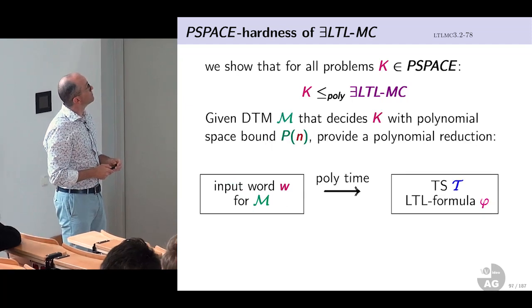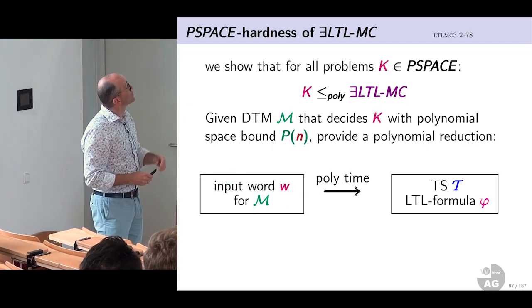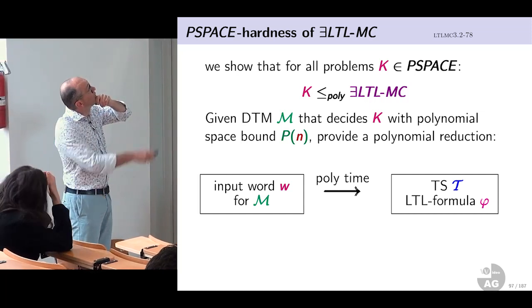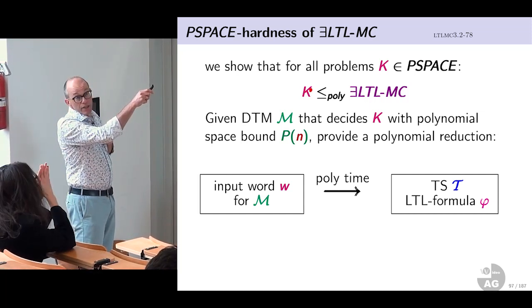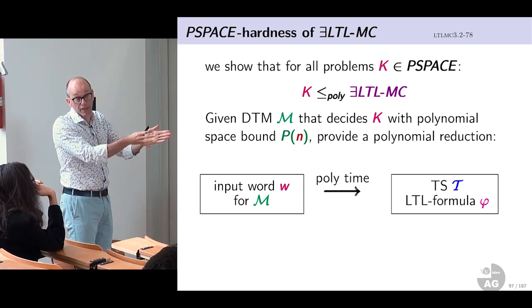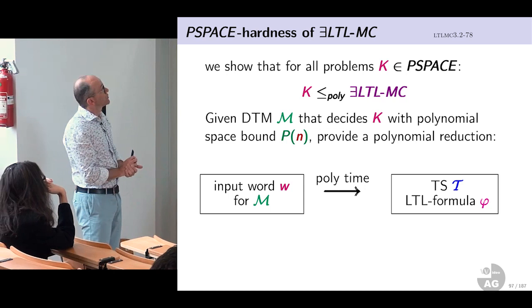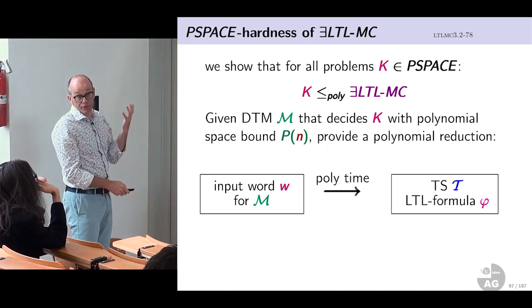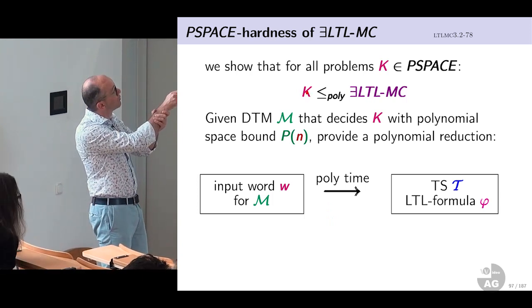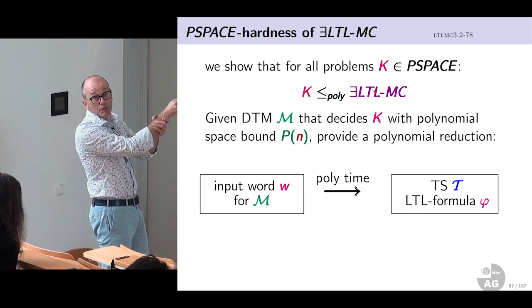Good. So what I'm going to show is the following. We're going to provide the following reduction now. This decision problem is represented by a deterministic Turing machine deciding K. Then what I have is this deterministic Turing machine, and now I'm going to give a polynomial reduction to an existential LTL model checking problem.